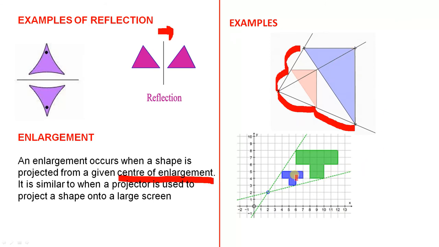Look at this letter here, it's like a capital T. And here is the dot, see that? And there's the original one, the blue one. And there's the enlargement, the green one. So the further you move along, if you're right up here somewhere, that T would be very, very large. And that's the same principle as the projector, when you project a little image onto a large screen.